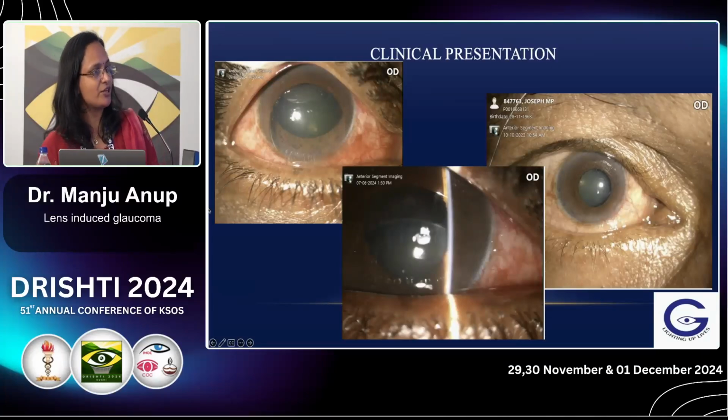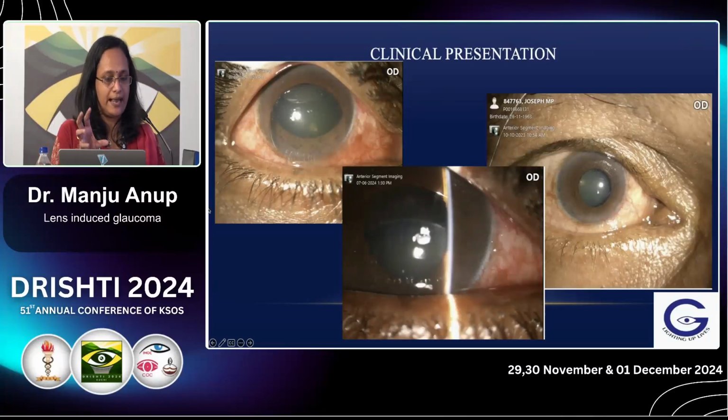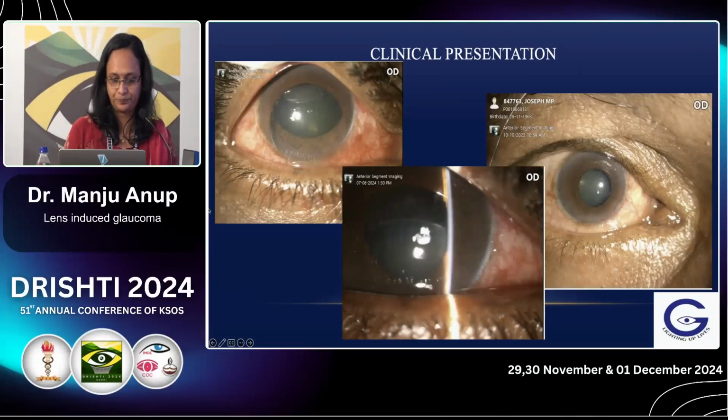The second picture shows the lens position after an hour. The lens had gone back and was behind the iris, subluxated inferiorly. By the next day it went into the vitreous and then the retina surgeon took it out. The next picture is again a traumatic case, and there was anterior subluxation of the lens, but it was still in the pupillary plane.